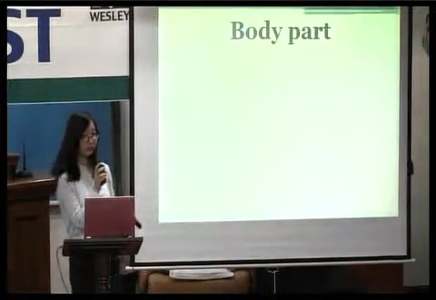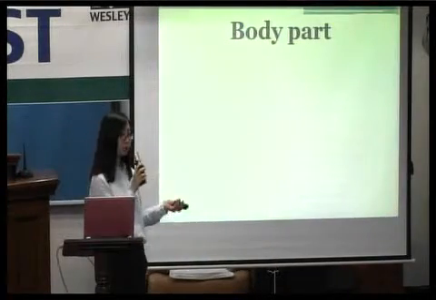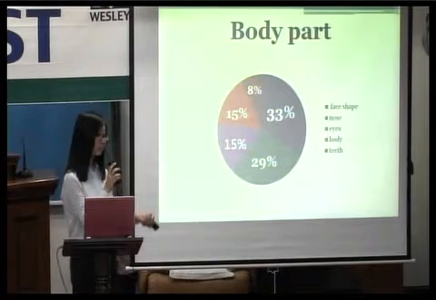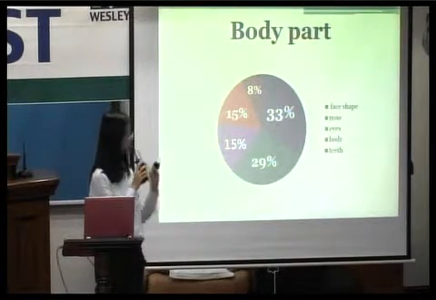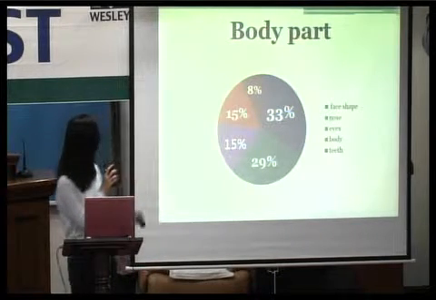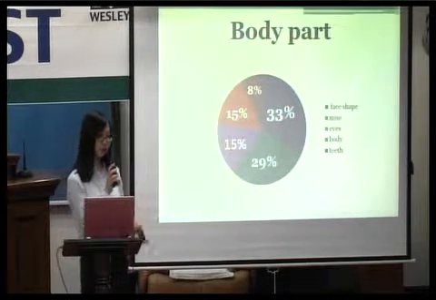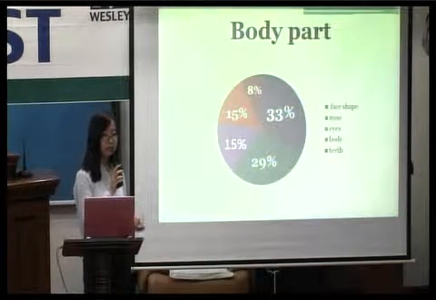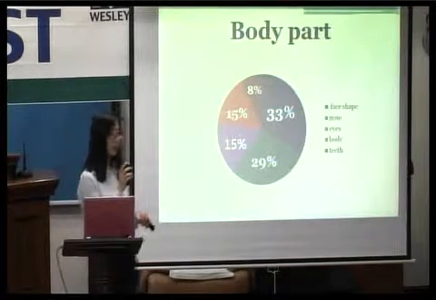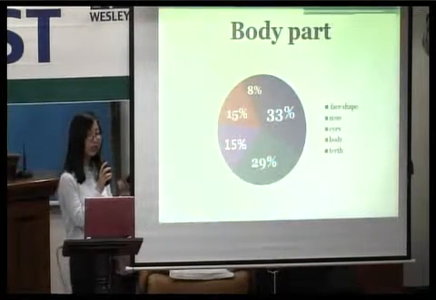Look at this graph. This graph shows the body part which people want to have plastic surgery. 33% of people want to have surgery to change their face shape, and 29% of people want to have nose operation. And 15% of people want to have eyes operation and formal body surgery. 8% of people want to have teeth work done.